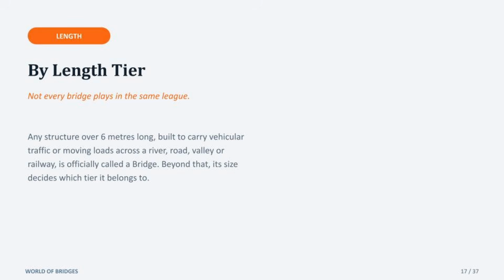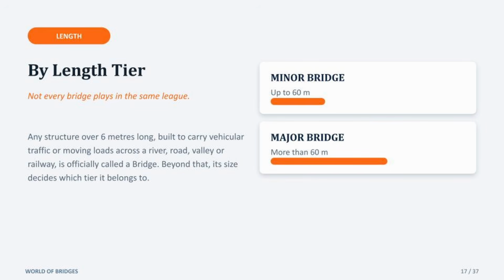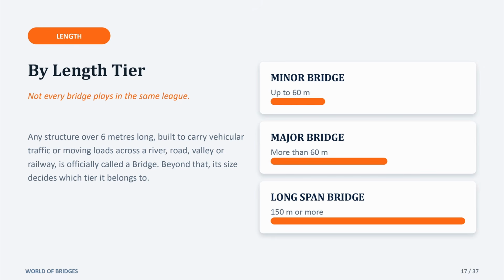From there, 3 tiers. A minor bridge goes up to a total length of 60 meters. Beyond 60 meters total length, you will be launched into the major bridge category. And the third one is the long span bridge, which specifically means a span length of 150 meters or more.